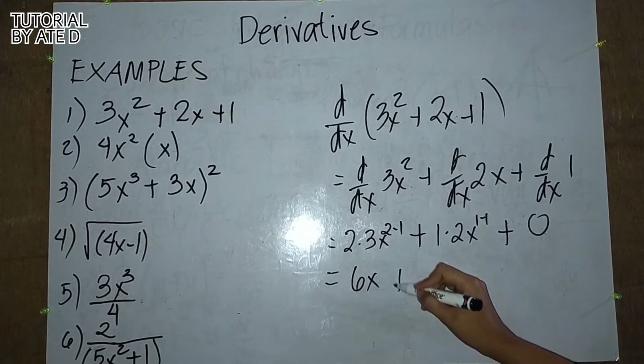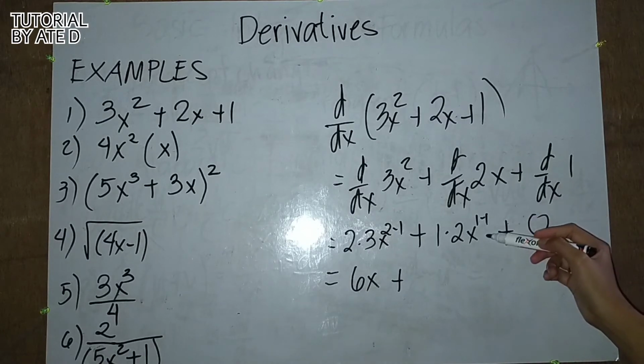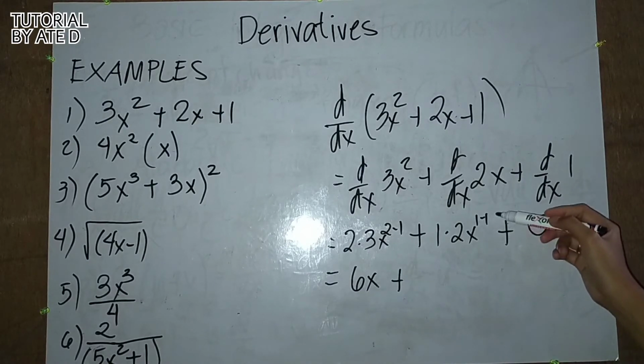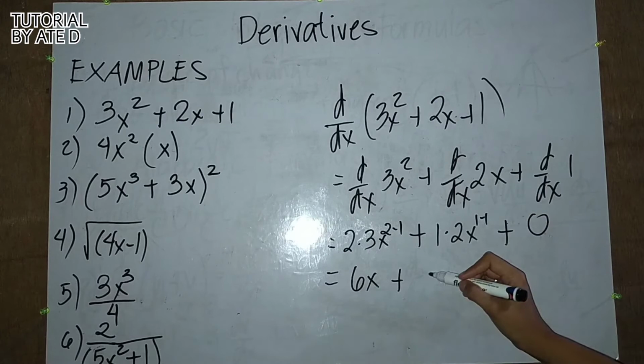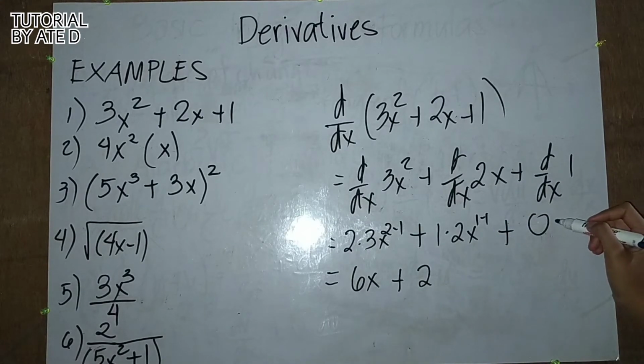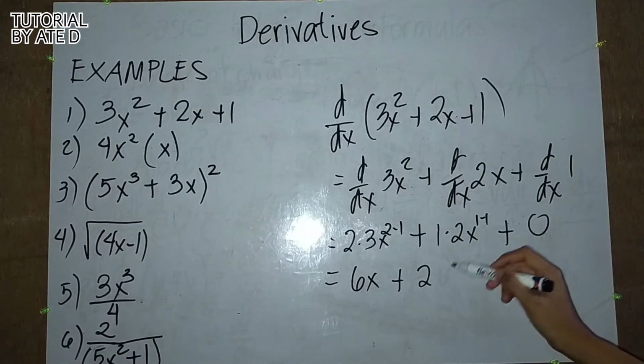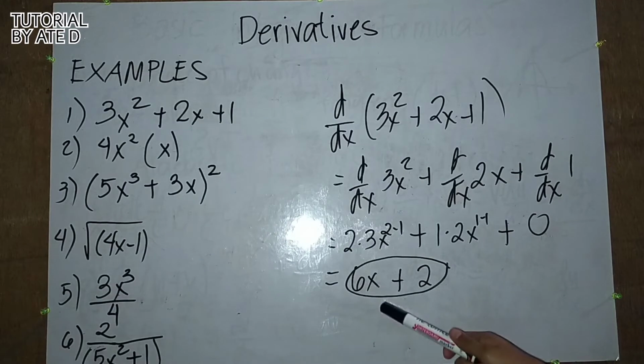Tapos dito, dahil ang exponent nito ay 0, so tatanggalin na lang natin. Kasi any variable that is raised to 0 is always equivalent to 1. So, ayan. So, 1 times 2 is equal to 2. Tapos, dahil ang constant ay 0, i-disregard na lang natin. So, ito ang sagot sa number 1. Ito ang derivative ng number 1.